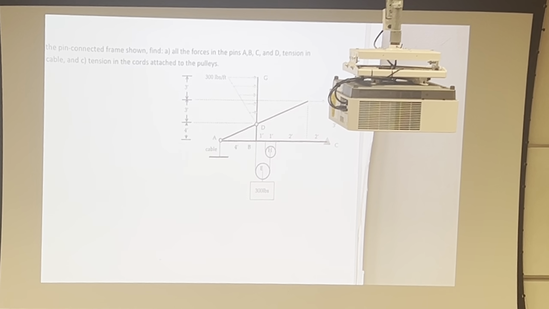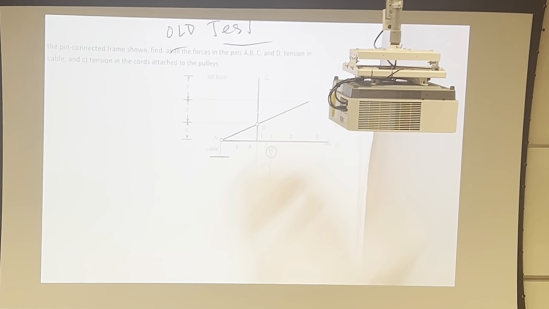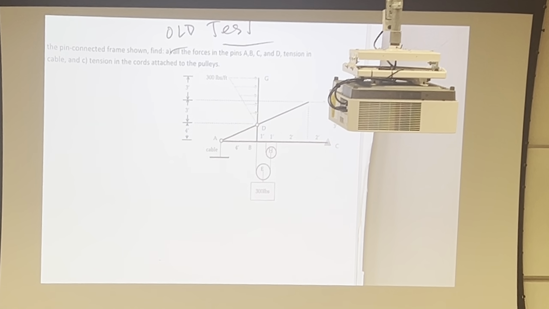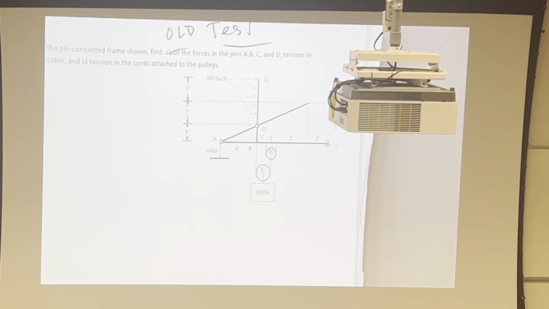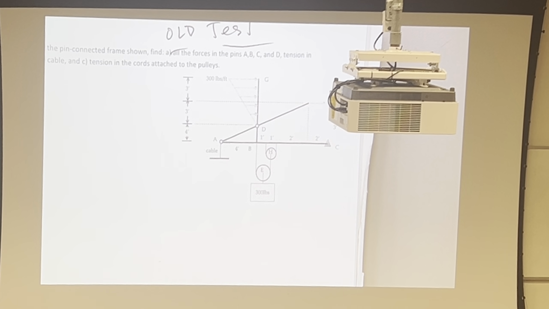So you're looking at this and saying, hey, what's this old? What do test questions look like? That's an old test question. All right, let's ask the question. Is it possible to find the external support reactions? What are the external support reactions? Is it possible to find the external support reactions?